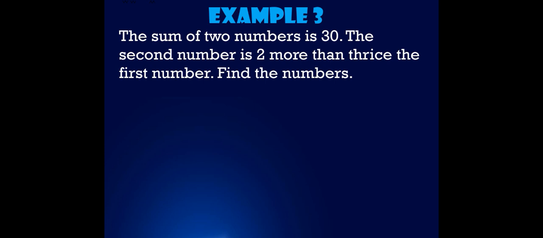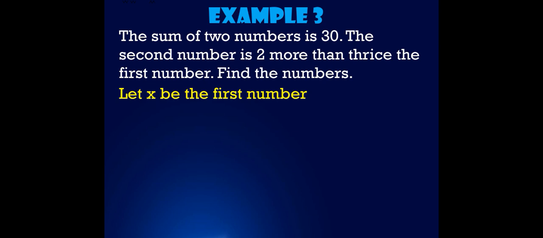Next, for example number 3, the sum of two numbers is 30. Okay, so pag pinag-add daw natin yung dalawang number, 30 yung answer. The second number is 2 more than thrice the first number. Find the numbers. So, dalawang numbers na yung hinahanap natin dito. Kapag kaganyan naman, since dalawa yung numbers, pwede natin silang i-represent muna as yung first number natin ay si x. So, let x be the first number.